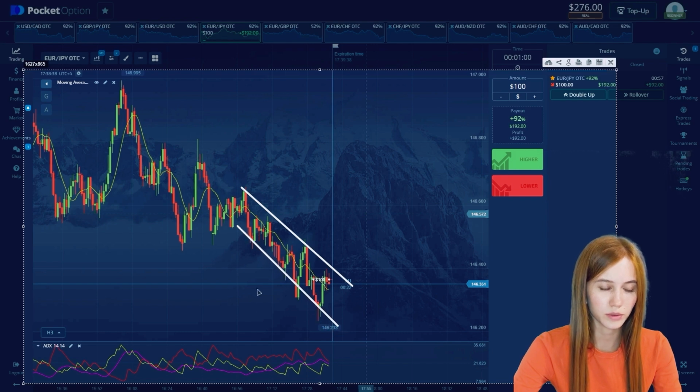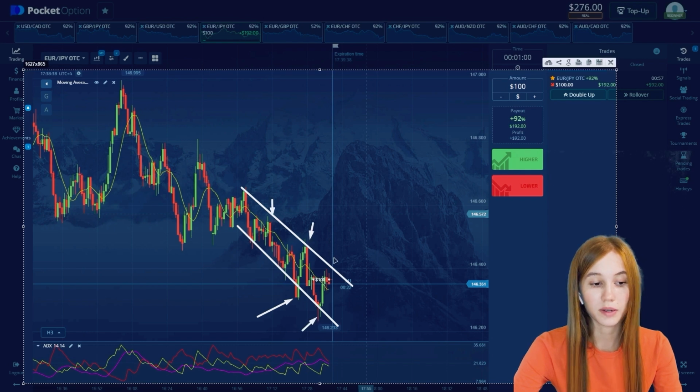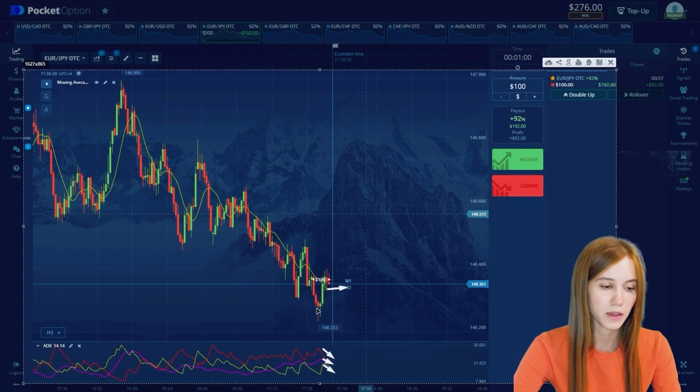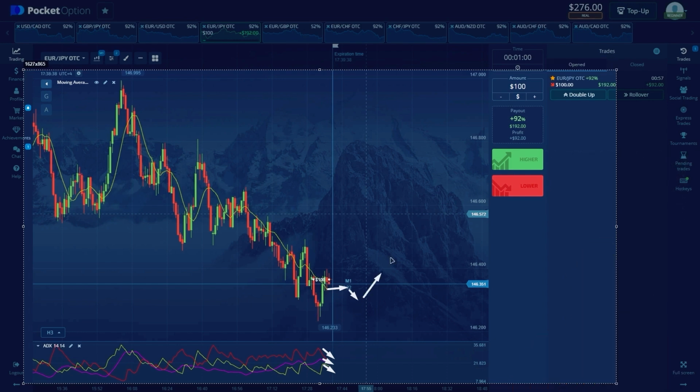Here, 1, 2, and this turns out to be 3 bounces. There is also a clear downward trend in ADX. That also means a decline in the trend. The moving average began to level off, but now there will be a slight decline and adjustment. There are 4 seconds left until the end of the deal, and the deal should go into plus.